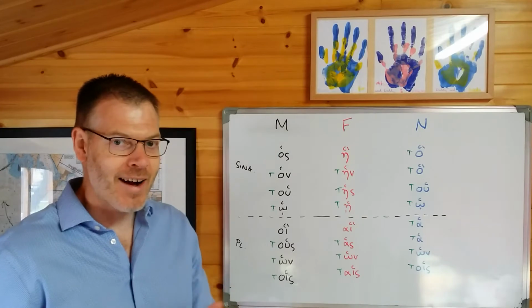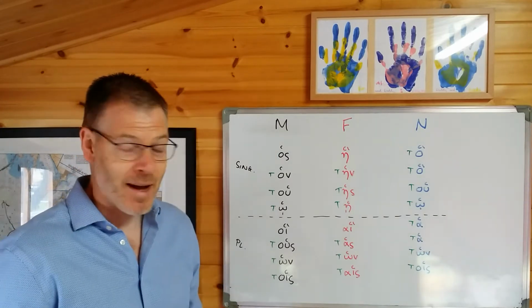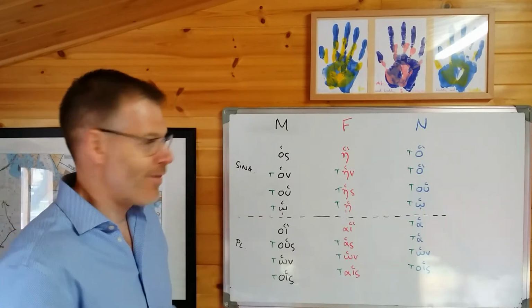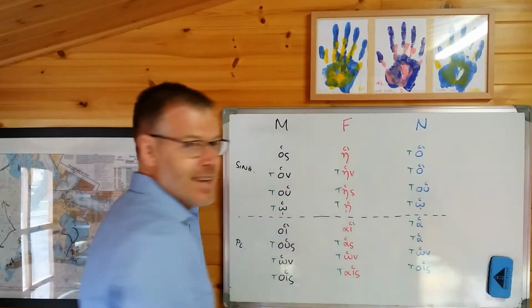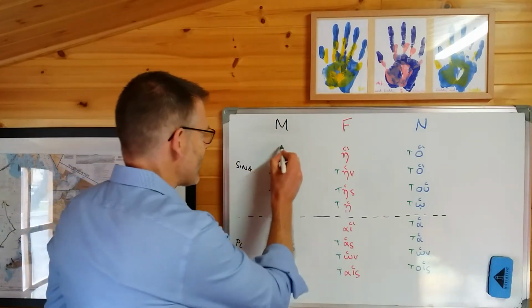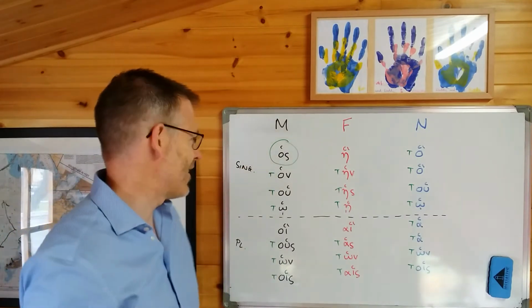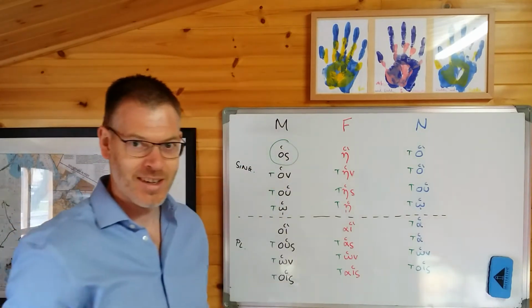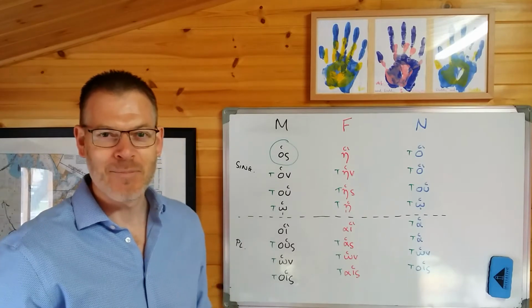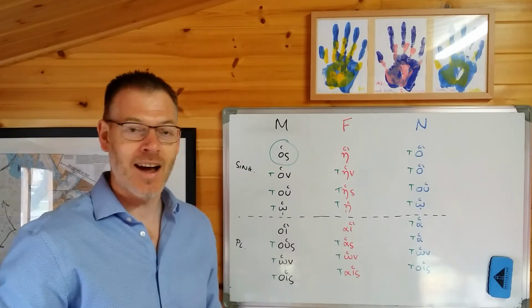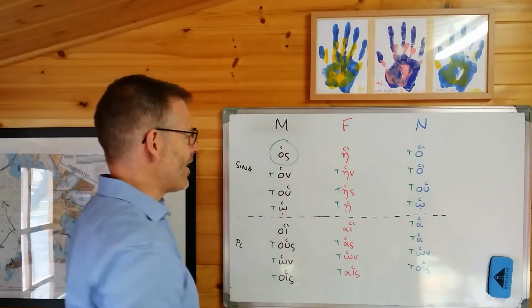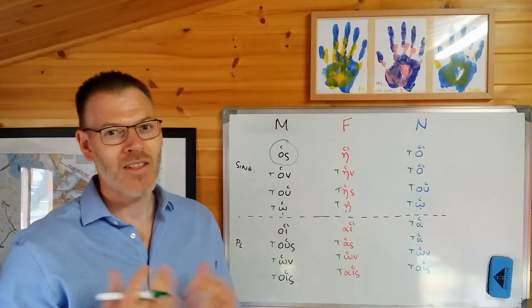However, there are a couple of little things that we need to remember which don't quite fit this rule. And the first and most obvious one is up here with the masculine nominative singular relative pronoun. You know, it's hos. There's no tau at the beginning of the masculine nominative singular article. It's just ho. And what you've done here is put a sigma on the end. Well, that's just the exception.